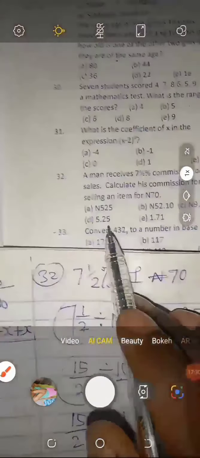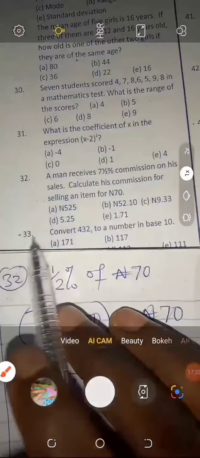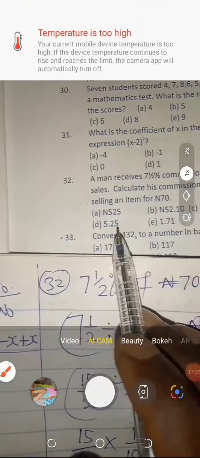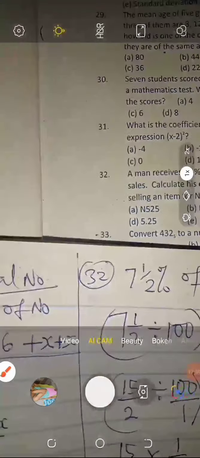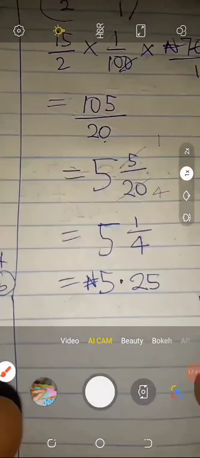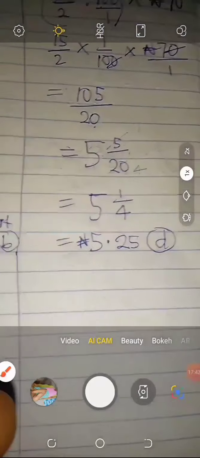Don't mind this. They put naira in the other ones. They did put naira in this one. So the correct option is D, which is 5 naira 25 kobo. So that is the correct option, D. So let's indicate it here, since we are not circling there.